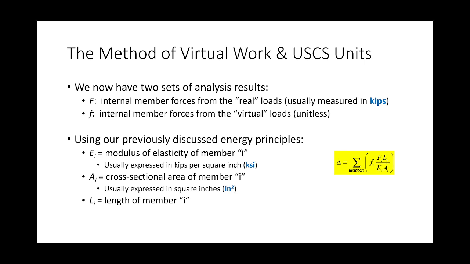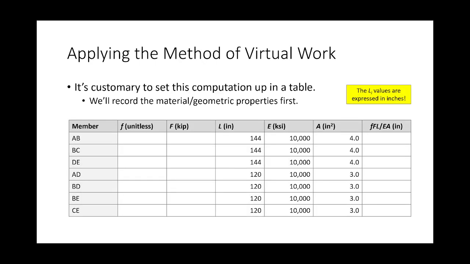So the member length, what units should I use for the member length? If this is in kips, this is in KSI, this is in square inches, so that the units are all copacetic, what should I be expressing the member lengths in? Inches, right? So whenever you tabulate your data for the truss, make sure that you're tabulating your member lengths in inches, okay? So that everything's consistent from a units perspective.